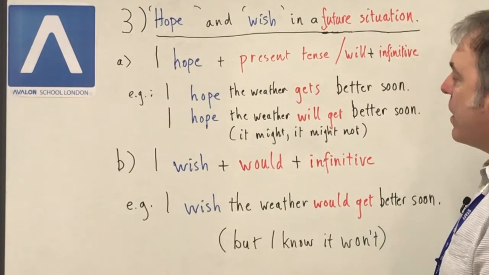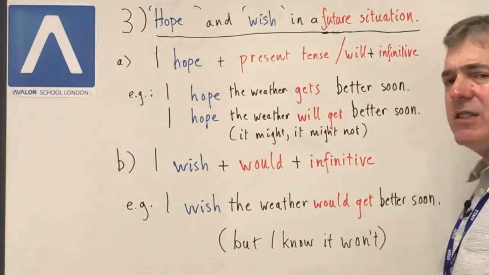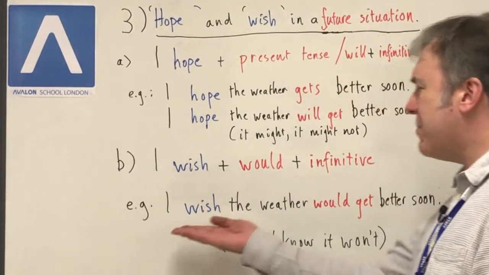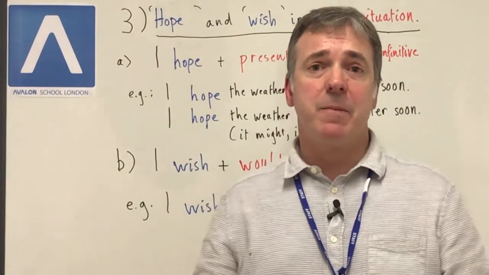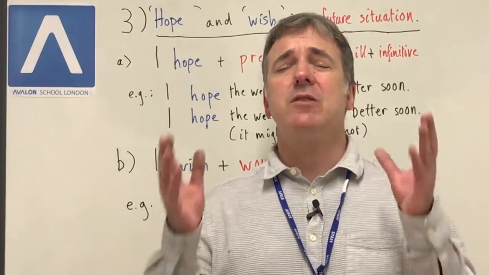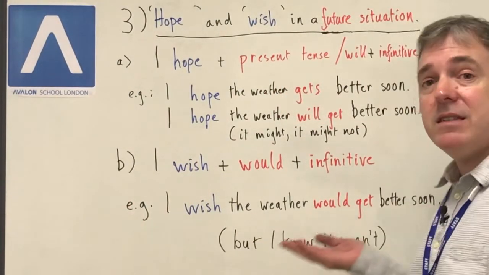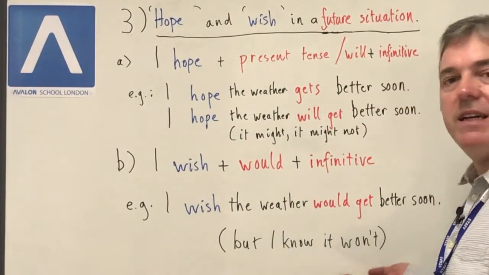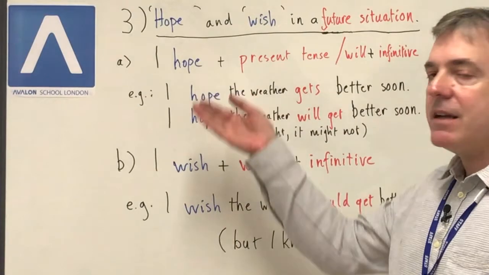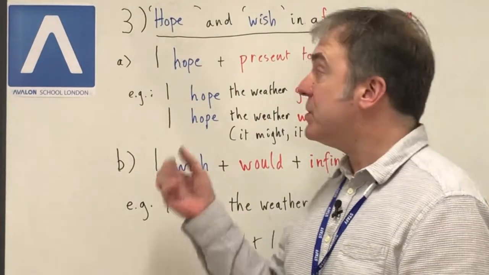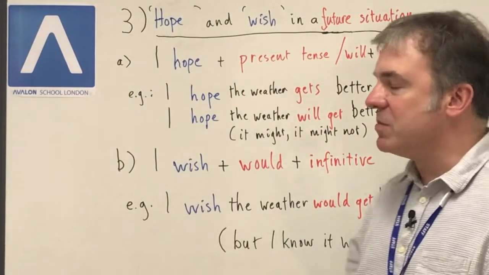So now let's look at wish. Here, I wish the weather would get better soon. Okay, but I know it won't. So maybe we've seen the weather forecast and we know for the next few days the weather will be terrible. So we wish it would get better soon, but we know it won't. Okay, so again, this is the grammar, but the difference in meaning between the two is between possible, hope is possible, and wish is impossible.